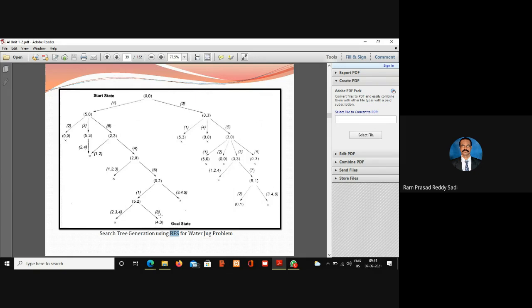So this tree has been constructed or generated using the BFS approach, the breadth first search approach, for the water jug problem. Here you need to understand how the nodes are being expanded and explored, level by level. It's moving ahead level by level. That's what is to be understood over here.